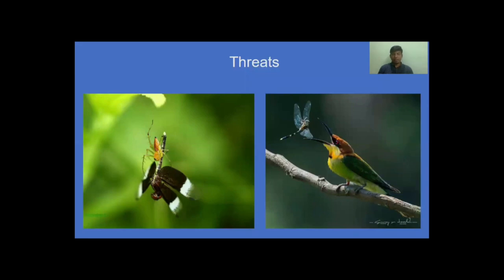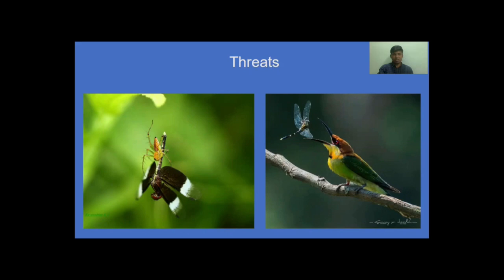What are the main threats to dragonflies and damselflies? A lot of birds feed on them. Look at that bee eater catching a green marshhawk. A lot of spiders also feed on dragonflies and damselflies. But these are all natural things, because in nature there are predators catching their prey.